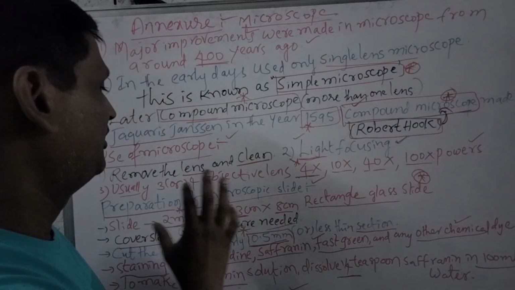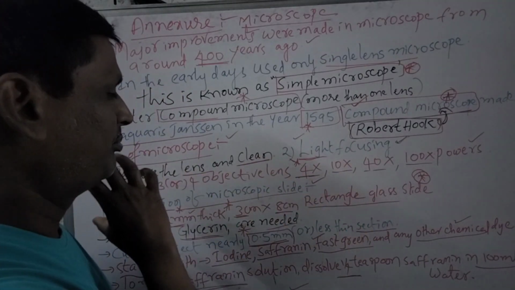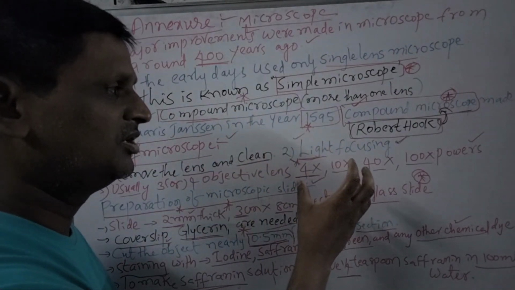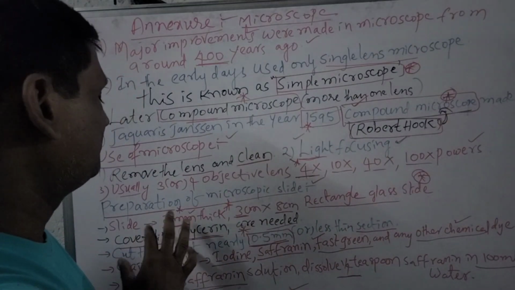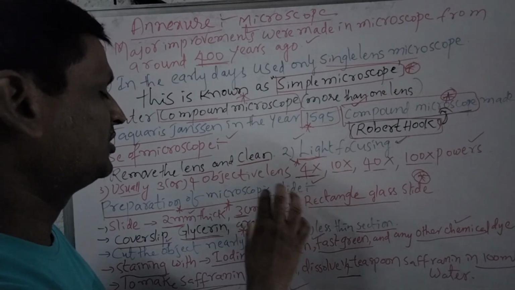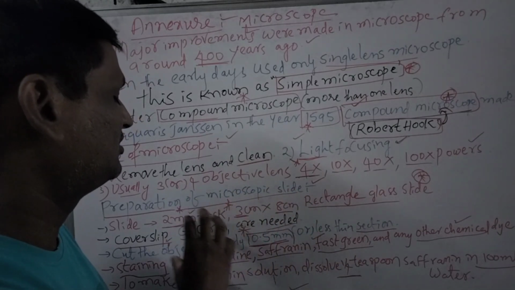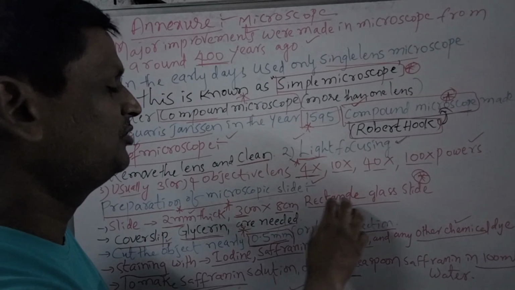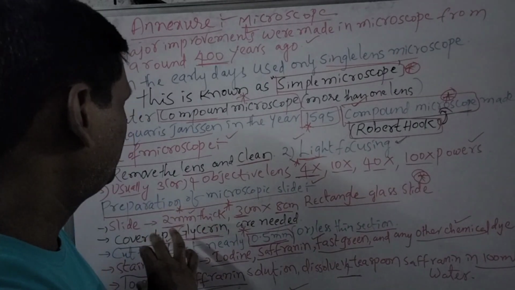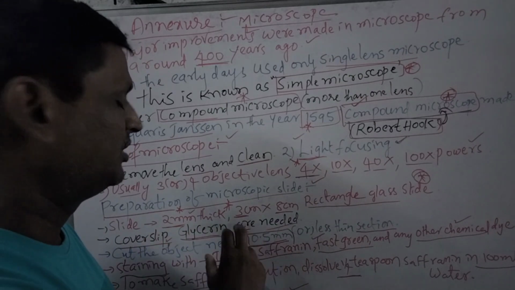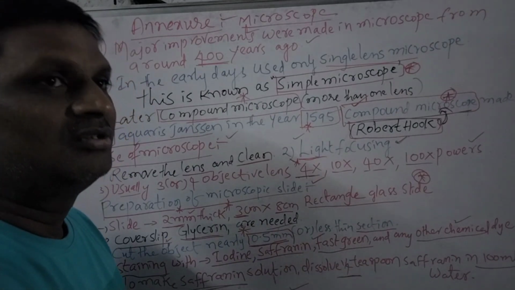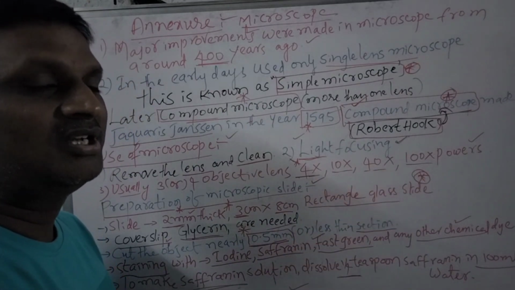Next, when you are using the microscope, we should clean the lenses of the microscope properly, and the microscope should be kept in the light focusing area. And next one, preparation of microscopic slide. The microscopic slide should have particular measurements: 2 millimeter thickness and a 3 into 8 centimeter rectangular glass slide is needed. And while preparing the permanent slide, we should take the cover slip and glycerin. Glycerin can prevent the dryness of the slide, whereas the cover slip prevents the slide material from attaching.